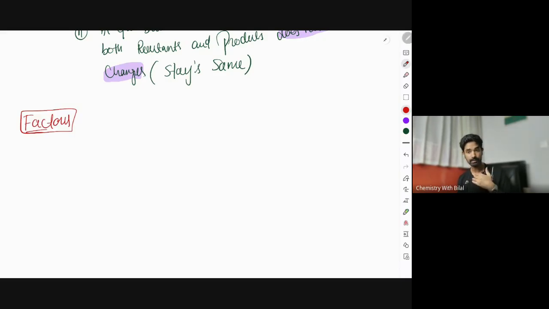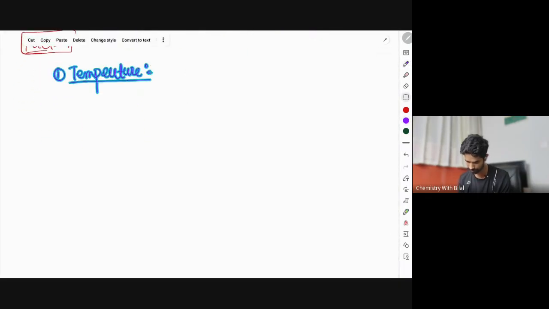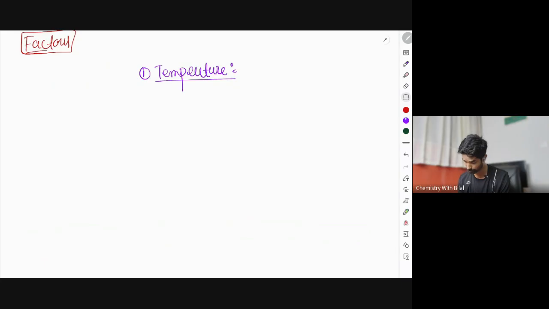When the system is at equilibrium and you change the temperature, what will happen to the position? What will happen to the rate of the forward and backward? Or you change the pressure, or you change the concentration. So we have three factors. Number one, temperature. And let me tell you, this is the most important. I want everyone to listen very closely. So temperature is the first factor that can affect the position of equilibrium.